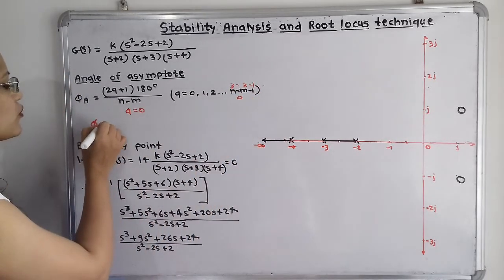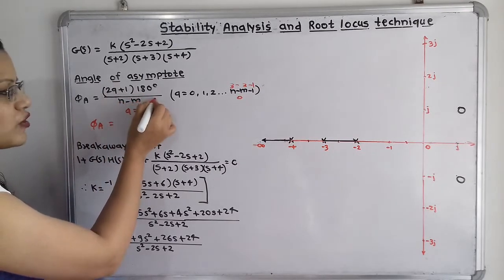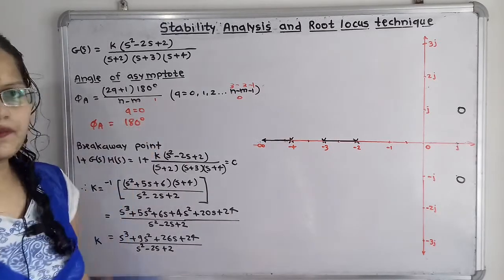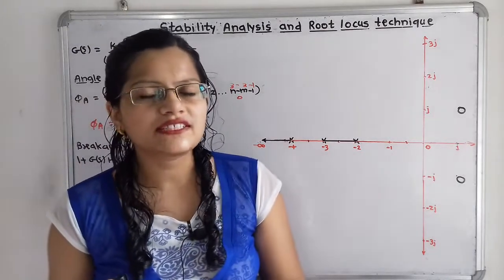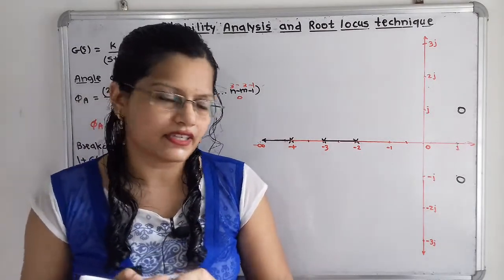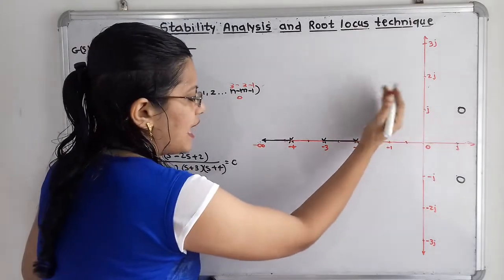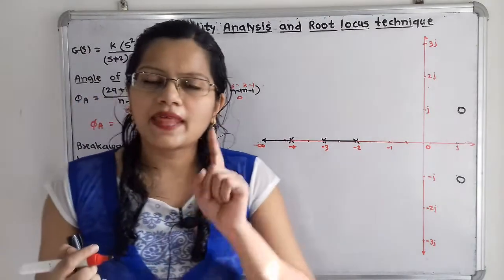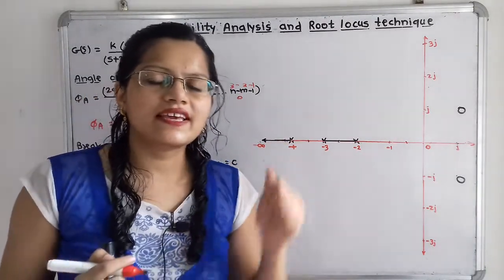When we put q is equal to 0, what is the angle? Here 3 minus 2, that is, the denominator is 1. So it is 180 degree. From this we come to know that the asymptote is at an angle of 180 degree. If I take the angle that will start from this real axis, then it will end on this real axis only. That is, the branch that terminates to infinity will move along the real axis.